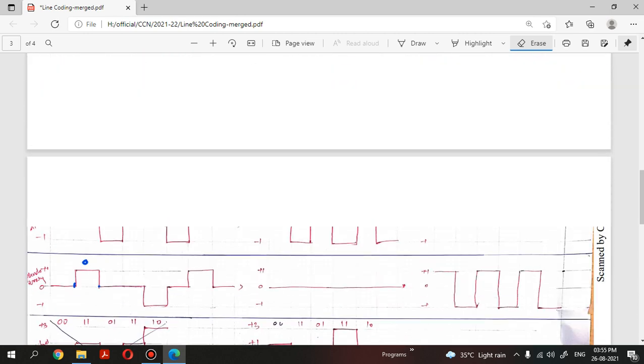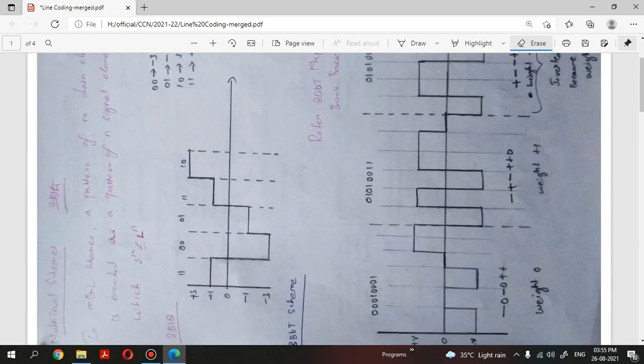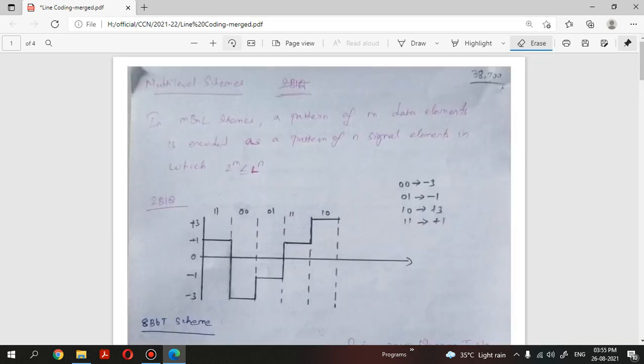Right, so next one is multi-level schemes. A multi-level scheme can be easily represented as MBNL. M is the number of data elements that are encoded, because as per the policy, the ultimate goal is to accommodate as many data elements as possible in one signal element.